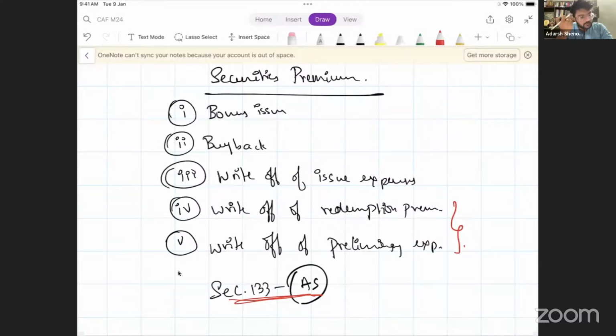So that means almost every business except for not-for-profit organizations, right? Section 8 companies and the like.